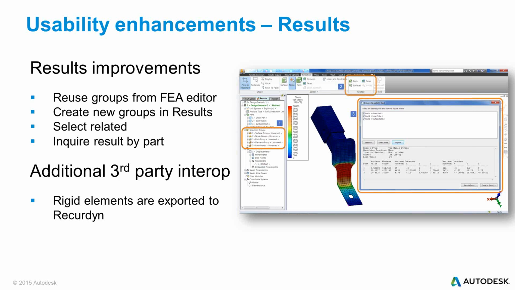The ability to select related objects has also been added into the results interface. So that's the area marked as 2 in the picture. Let me give you a quick example. Let's say you select a surface, and using that section of the ribbon, you can now select the related points, related vertices, or the related part with that surface.